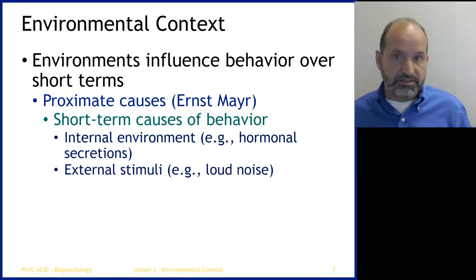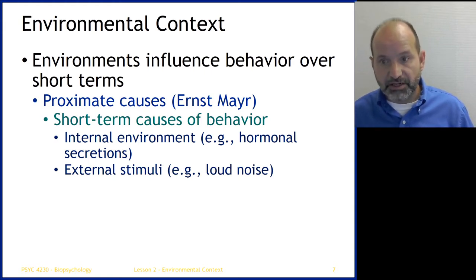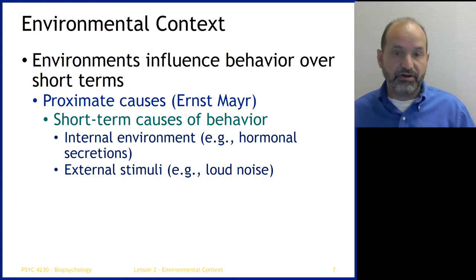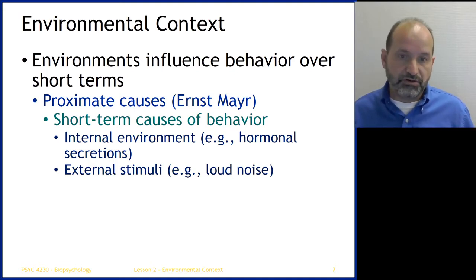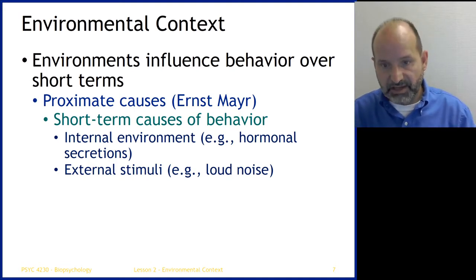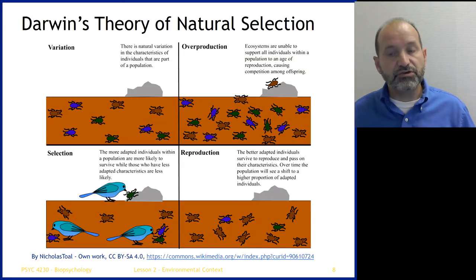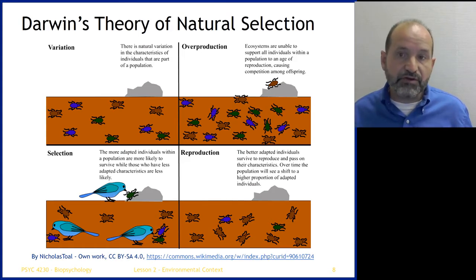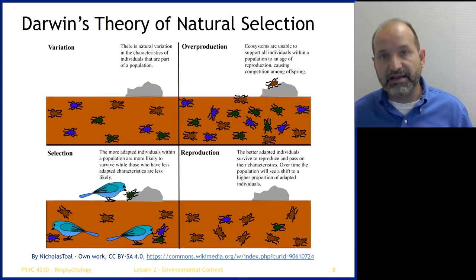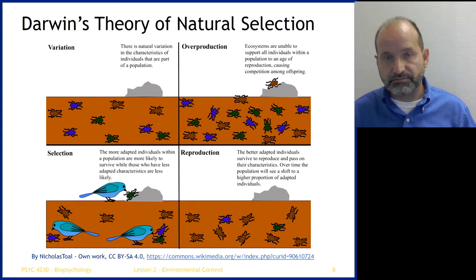External environments can also influence behavior. So a loud noise can cause you to jump, or the presence of food. Even if you didn't think you were hungry, all of a sudden now you feel hungry and you start eating. So these are what we call short-term or proximate causes of behavior. But behaviors can also occur over much, much longer periods of time. And behaviors are influenced by evolutionary forces.